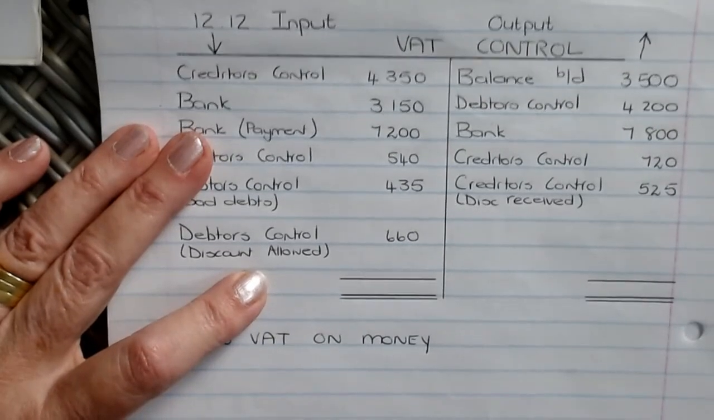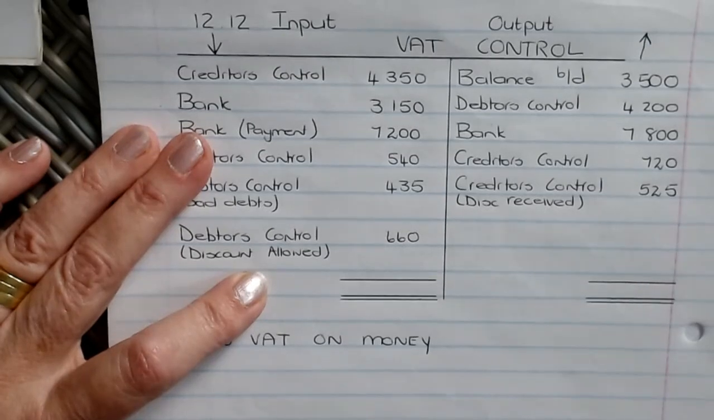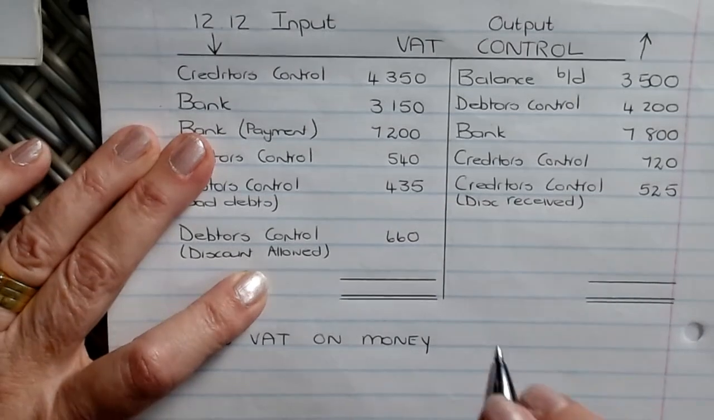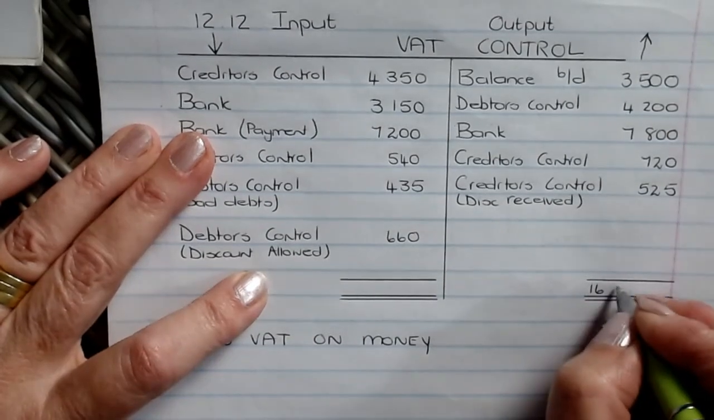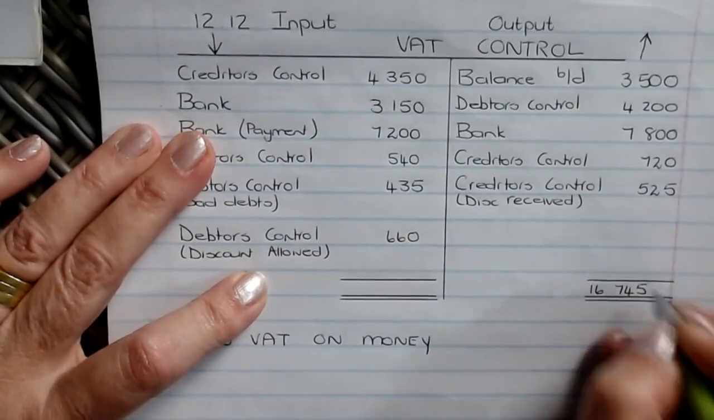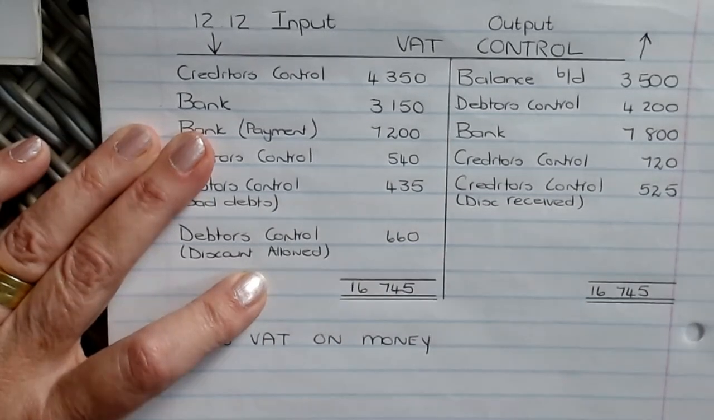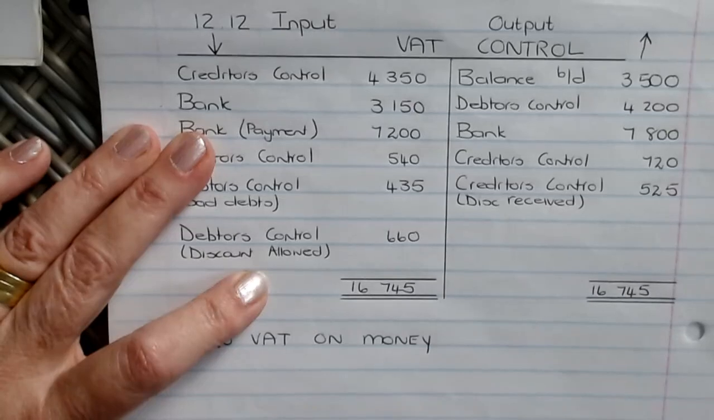3,500 plus 4,200, 7,800, 720, and 525 is 16,745. 16,745. And now the difference between the two.